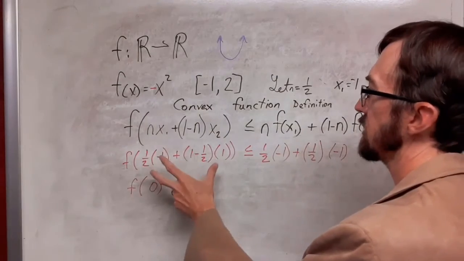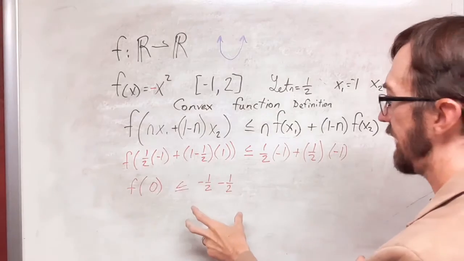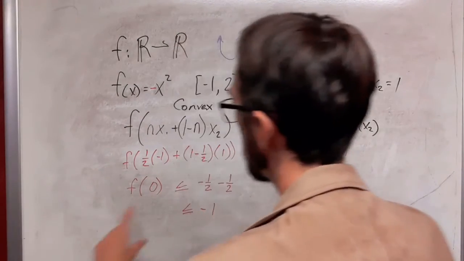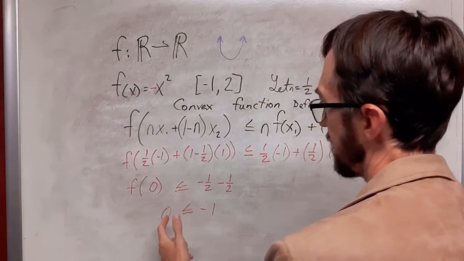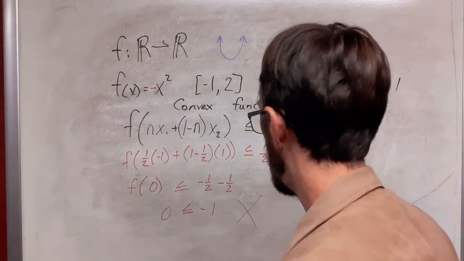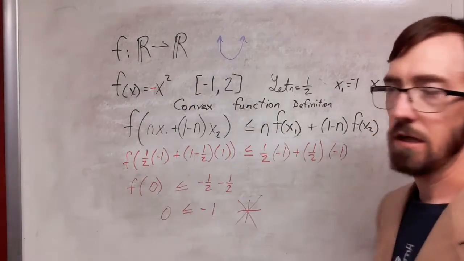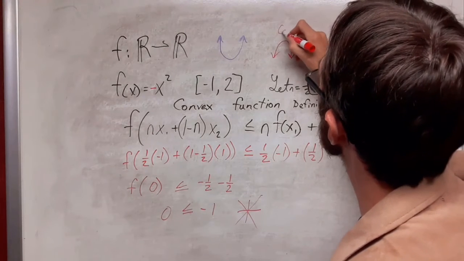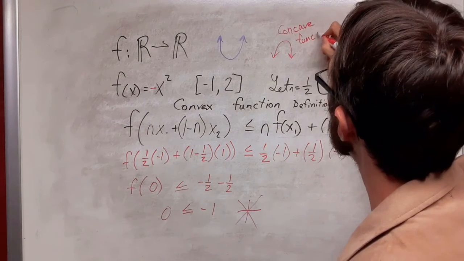Nothing changed over here, so we know that this is f of 0. Over here we have negative a half minus a half, so we have negative 1. When we plug 0 into here, I get 0 again. So we have 0 is less than or equal to negative 1, and that is not correct. Negative x squared is not a convex function. It looks like this, so this is going to be the opposite. This is going to be a concave function.